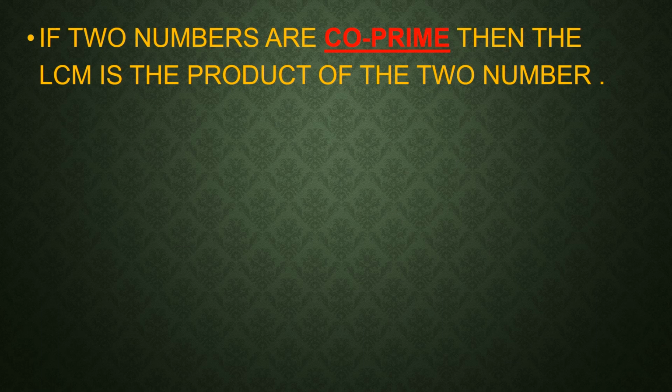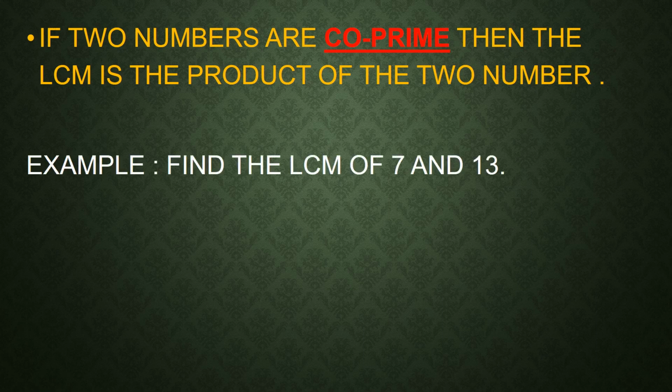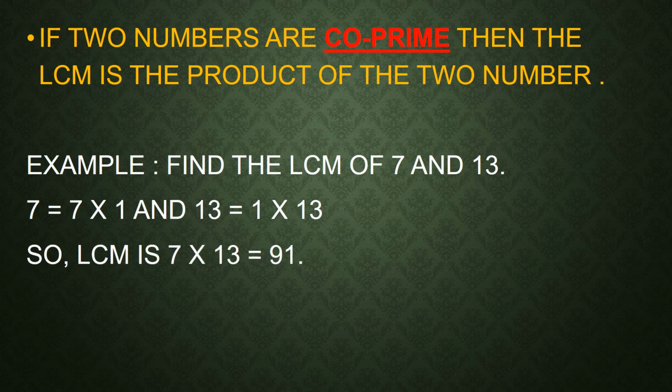One fact about LCM: if two numbers are co-prime, then the LCM is the product of the two numbers. Let's understand this with an example. Find the LCM of 7 and 13. 7 and 13 are co-prime numbers. Factors of 7 are 7 and 1. Factors of 13 are 1 and 13. So the LCM of 7 and 13 is their product, 7 into 13, which is equal to 91.